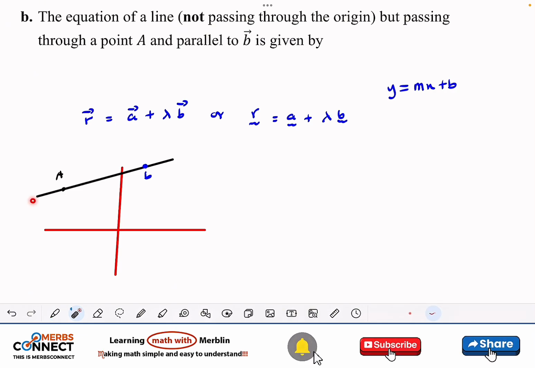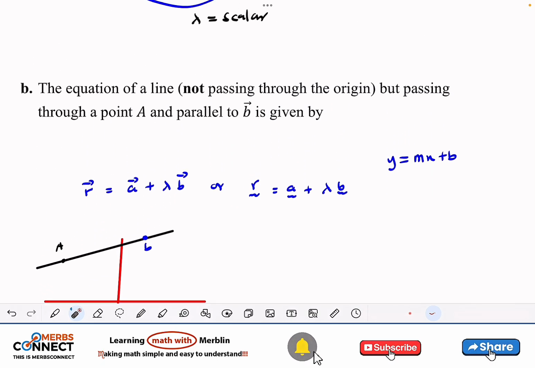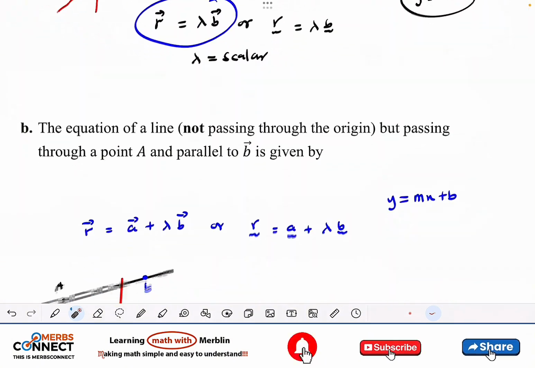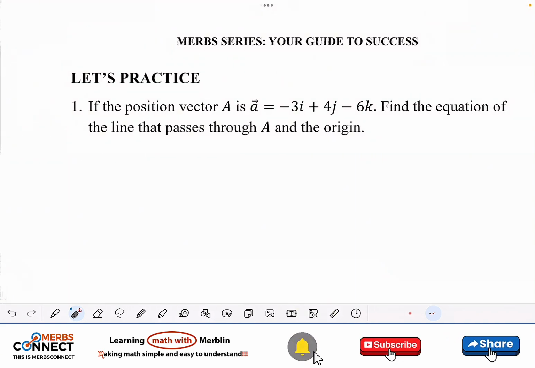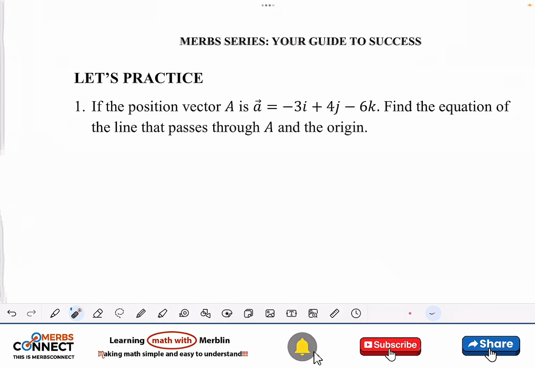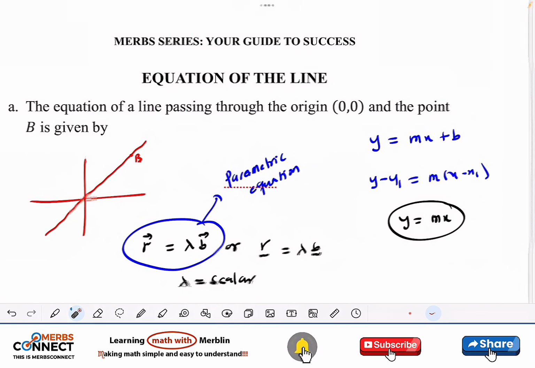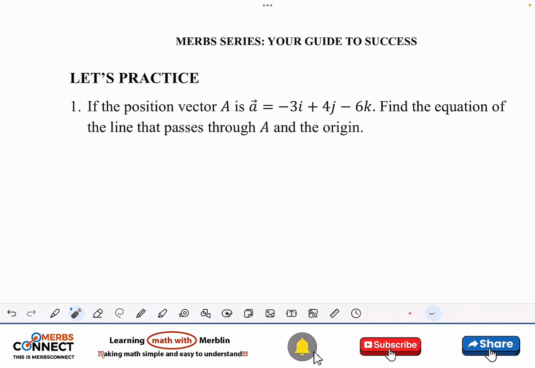So now we have the equation of the line which passes through this point and this point. Basically, that's what we mean. Now that we know the equation of the line passing through the origin and not passing through the origin, let's look at some examples. Practice always gives us the understanding of what I was trying to say, so let's practice and see what we are trying to do here.